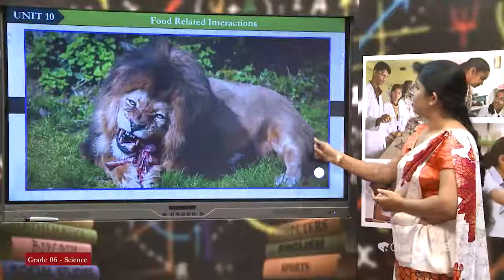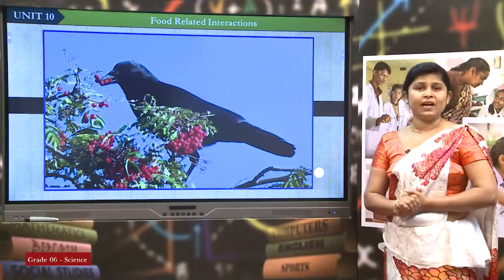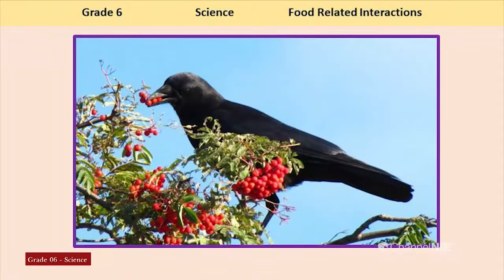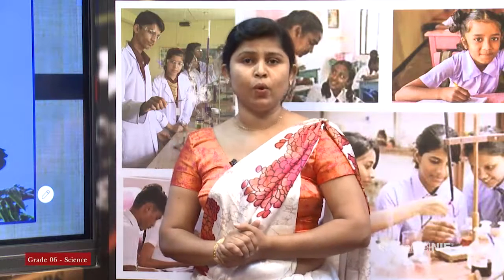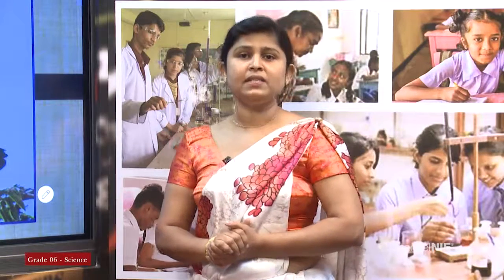We will see the third picture. Yes, at the first glance you can identify the bird given on the picture. What is it? Yes, we can see it everywhere. That is a crow. It eats anything around it. It eats anything. That means the crow depends on both plant materials as well as flesh of other animals. They depend on both.